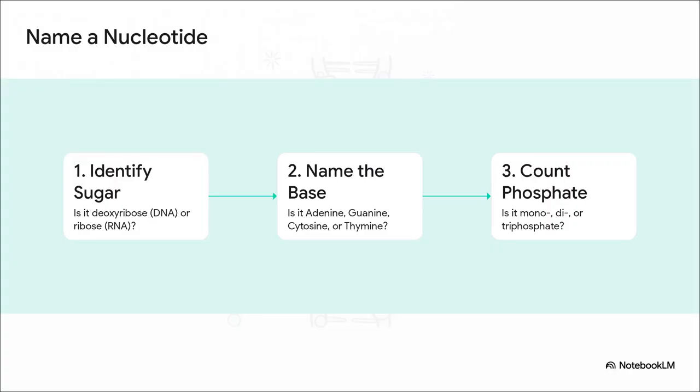Okay, this right here, this is gold for the exam. It's Professor Pasquinelli's super practical 3-step method for naming any nucleotide. Seriously, just follow the steps. 1. What's the sugar? Deoxyribose for DNA. 2. What's the base? A, G, C, or T. And 3. How many phosphates? So something like deoxyadenosine triphosphate. If you can follow these 3 steps, you are going to nail these questions.